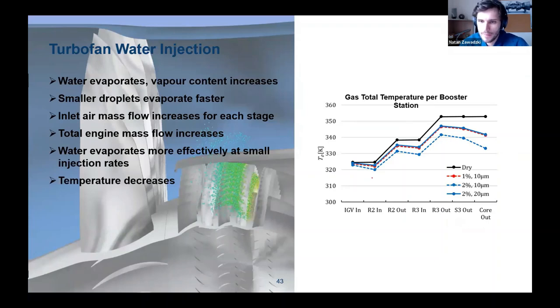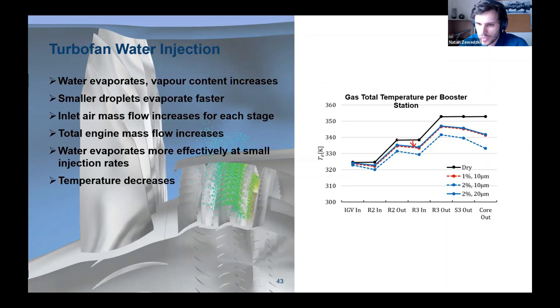All right. This is the temperature, so probably it's something that everyone would expect, because the droplets evaporate, they cool down the flow. What you can see here is that the water injection cases not only have lower values, but they diverge from the dry case. And this is because you have also an additional cooling in the stators.